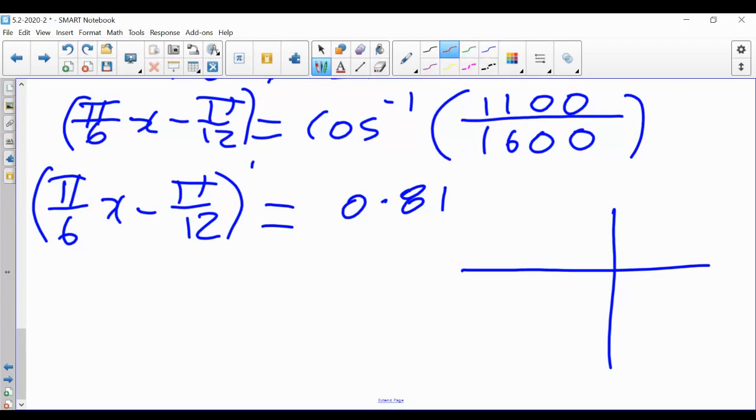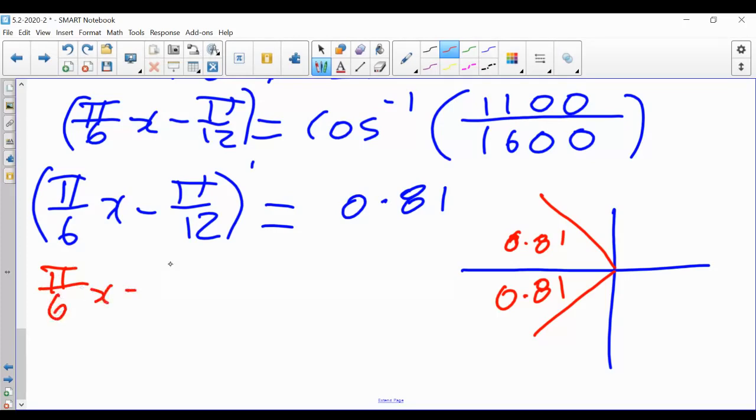All right. So here and here. I'm going to put my 0.81 here and my 0.81 here. All right. That's where cosine is negative. So Jenna, that's where my cosine being negative comes into the picture, right? When I figure out what that deviation is, when I find the cosine to the minus 1, then I put that deviation in the quadrant that is relevant, is how I've been doing this. So now we have what the pi over 6 x minus pi over 12 is actually equal to.